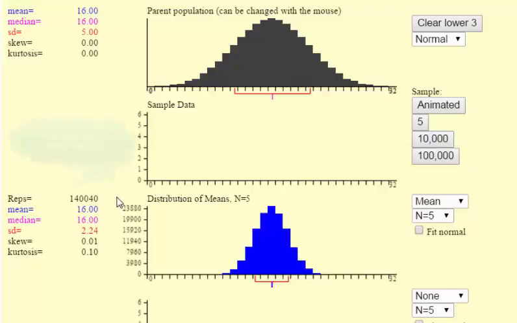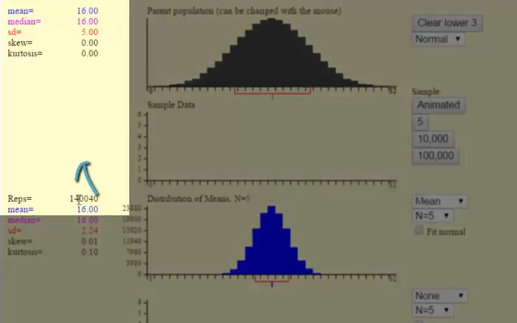I've taken 140,040 samples of 5 from my parent distribution, and I've calculated the sample mean and plotted that below on a histogram. This is what we call the sampling distribution of the sample mean, or the sampling distribution of X bar. X bar has a mean equal to its parent distribution mean, 16.